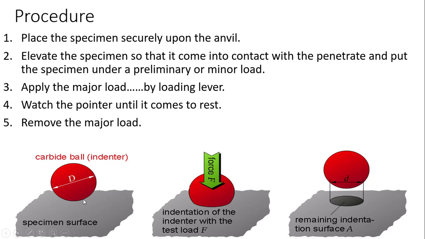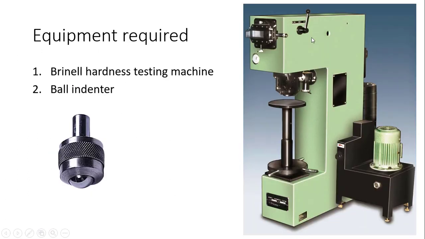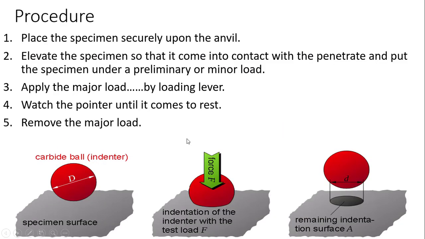When the specimen and the ball are in touch, you can apply the major load by the loading lever. This is your loading lever, and when you press it, the whole load will be pressing onto the surface of the material. This would happen: indentation of the indenter with the test load F. So force F is applied.